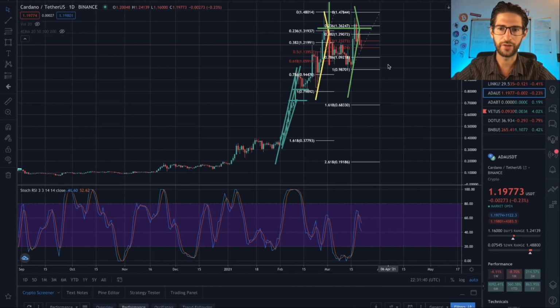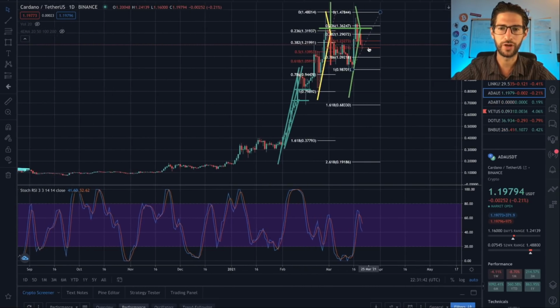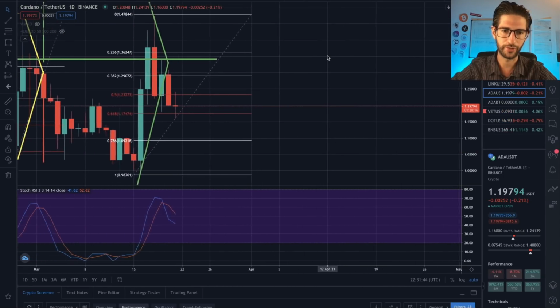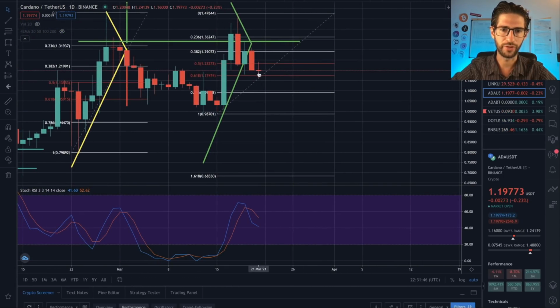And ADA against US dollar, we studied this pattern, this fractal. Now we need to see where we consolidate here before entering any new trade. It would have been nice to have entered a short position here, like I mentioned on Twitter. But right now it's better to stay calm against ADA and USDT.